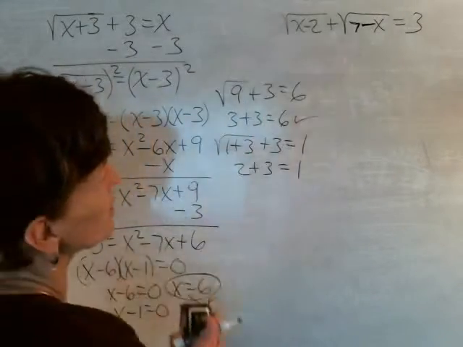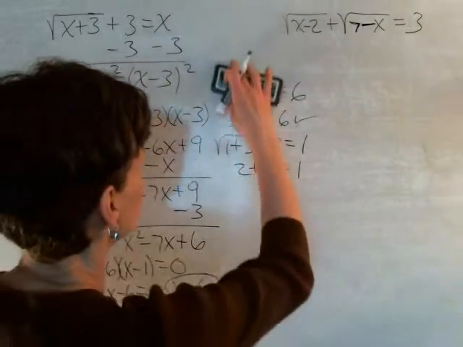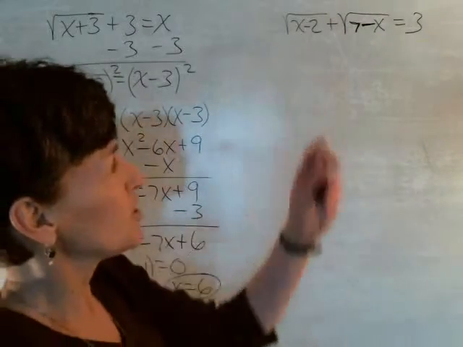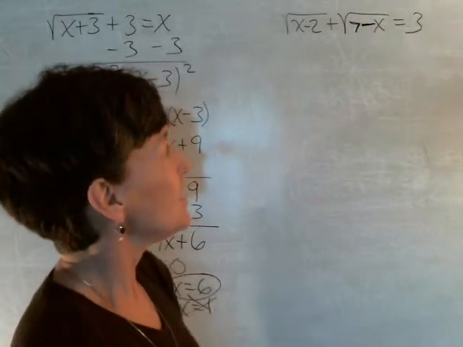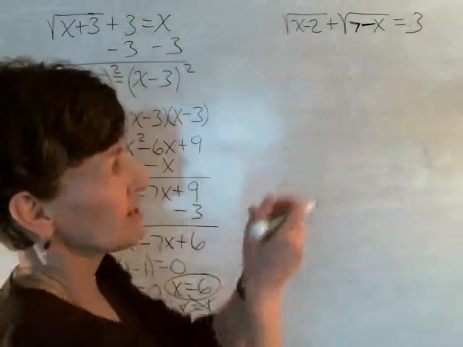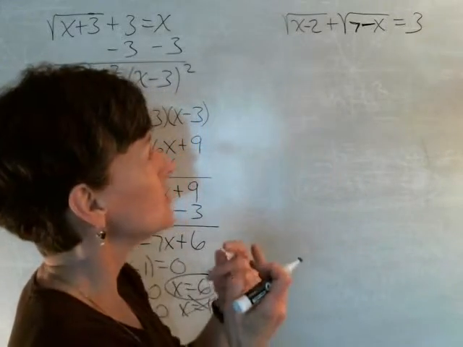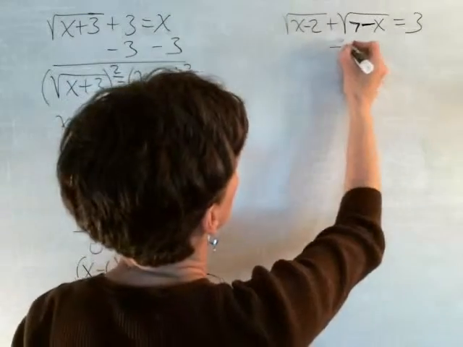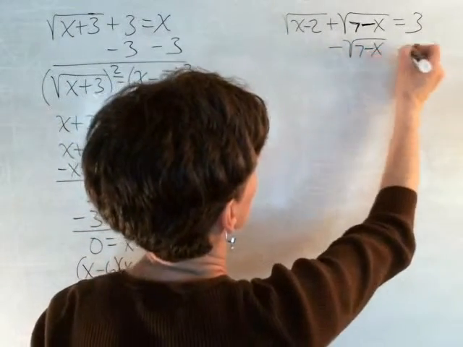All right, now let's look at a more complicated square root equation. Now, this square root equation, I'm going to need this room, so I'm going to erase that. This square root equation has 2 square roots. If you want to, you can square both sides the way it is, but it's usually easier if you separate the square root. So I'm going to move this square root to the other side.